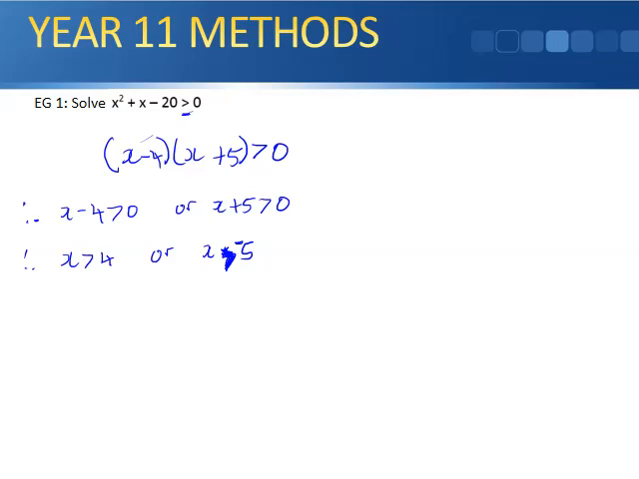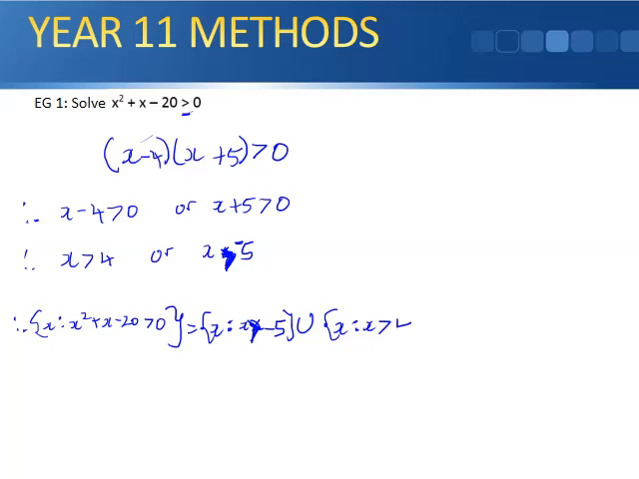Now, to write this properly in mathematical terms, we would be writing this. The set of x such that x squared plus x minus 20 is greater than 0 equals the set of x such that x is greater than negative 5, union the set of x such that x is greater than 4.